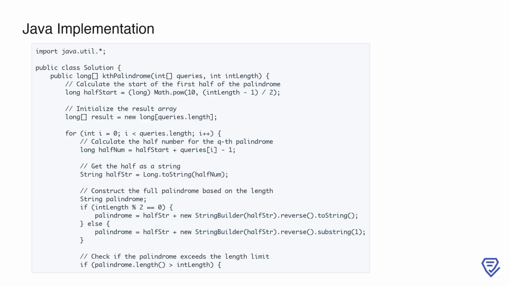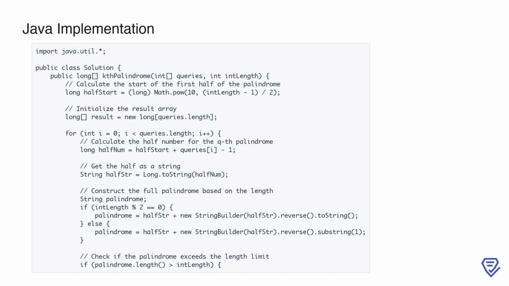Next, we initialize a result array to store the final palindromes corresponding to each query. The loop iterates through the queries array, and for each query, we calculate half_number, the numeric value of the first half of the palindrome, by adding the query value to half_start and subtracting 1. We then convert this number to a string, half_str, which allows us to construct the full palindrome.